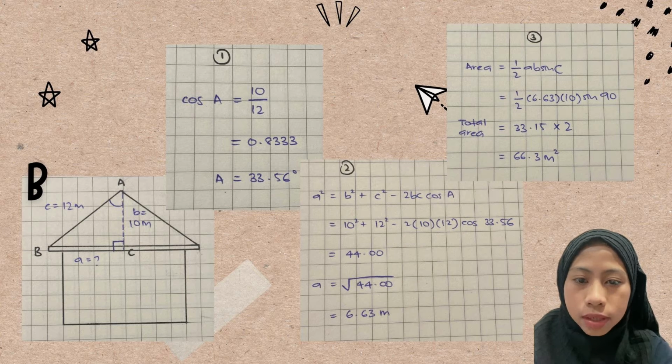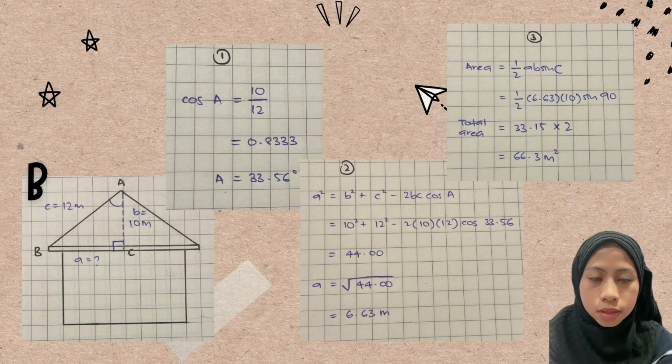Secondly, by using the cosine rule, we can find the answer of A squared. So insert B squared as 10 squared plus C squared as 12 squared minus 2 multiplied by 10 and 12, while cos A as cos 33.56. Calculate the answer and get 44.00. For the answer for A, move the square to the right and it will be square root. So A is the square root of 44.00 and we get 6.63 meters.